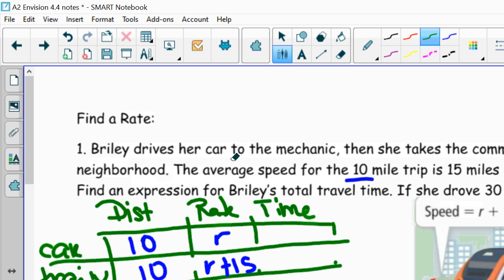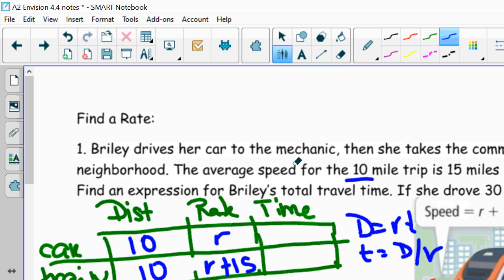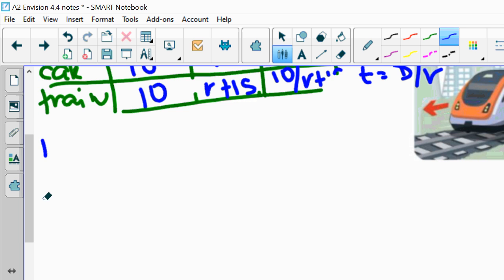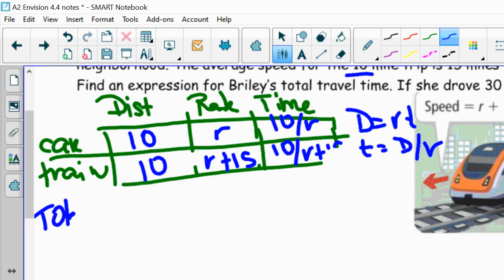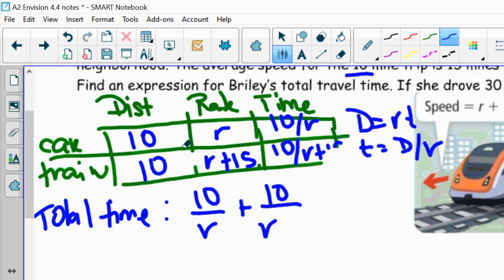For the time, remember from Algebra 1 that distance equals rate times time. If I want to solve this for time, it's the distance divided by my rate. So this is going to be 10 divided by r, and this one is going to be 10 divided by r plus 15. So my total time is going to be 10 over r plus 10 over r plus 15.